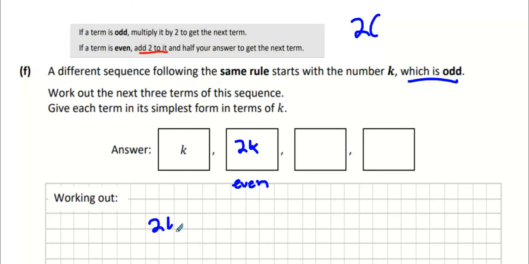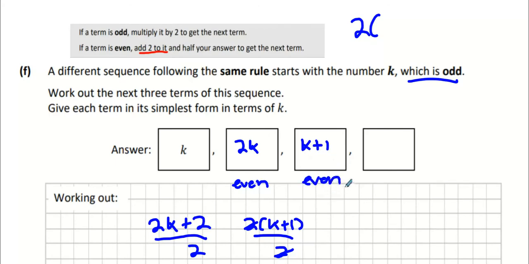So we get our 2k, we add 2 to it, and then we halve our answer by dividing by 2. So 2k plus 2 is 2 times k plus 1, over 2. The 2s cancel, and that leaves this answer as k plus 1. Now k plus 1 has to be even, because k is odd, so it's an odd number plus 1. So that's even.